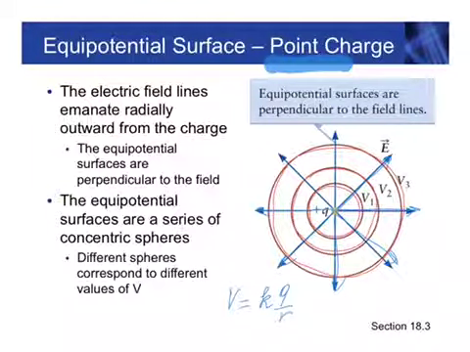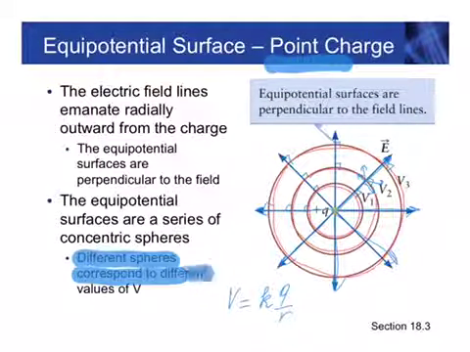And so if you look at the electric field lines, they're always perpendicular to the equipotential surfaces. That's how it is. And there is no component, there is nothing happening like that. So there is no component of electric field this way. So it's not happening. Different spheres correspond to different values of V.